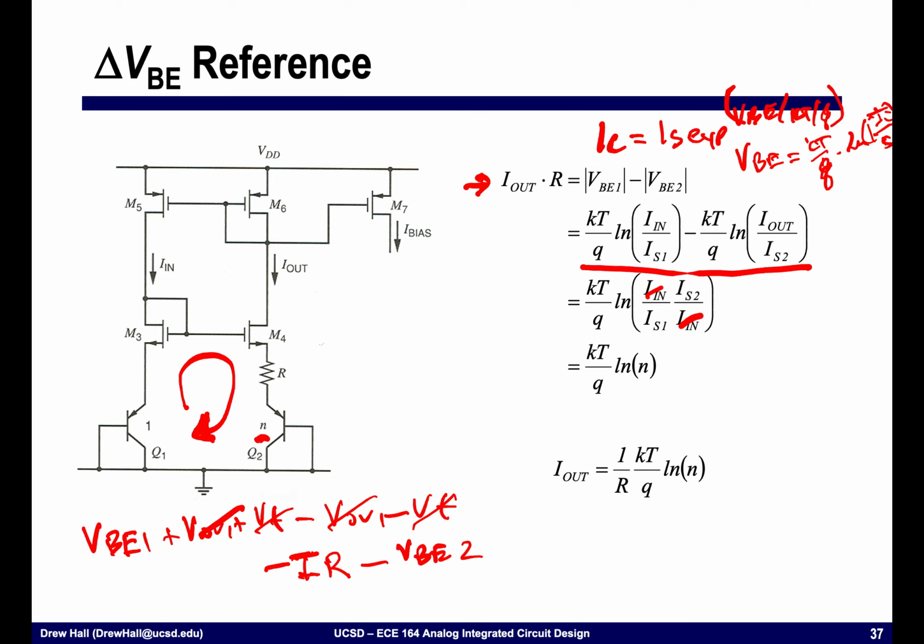IN is the same in both of these two devices. IS is essentially proportional to the area of the device. So putting N of these devices in Q2 in parallel will give me N times the saturation current. Hence, the ratio of IS2 divided by IS1 is equal to N. And so this current I out 2 is equal to 1 over R times KT on Q times the natural log of N, where N is the ratio between these two devices.